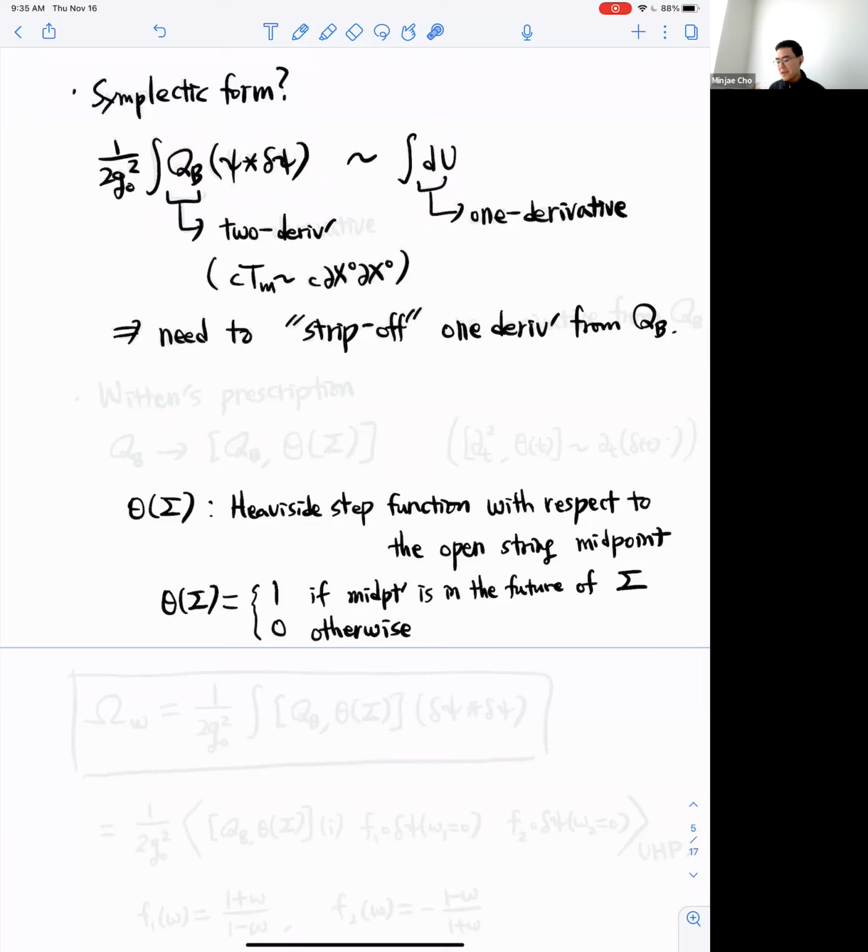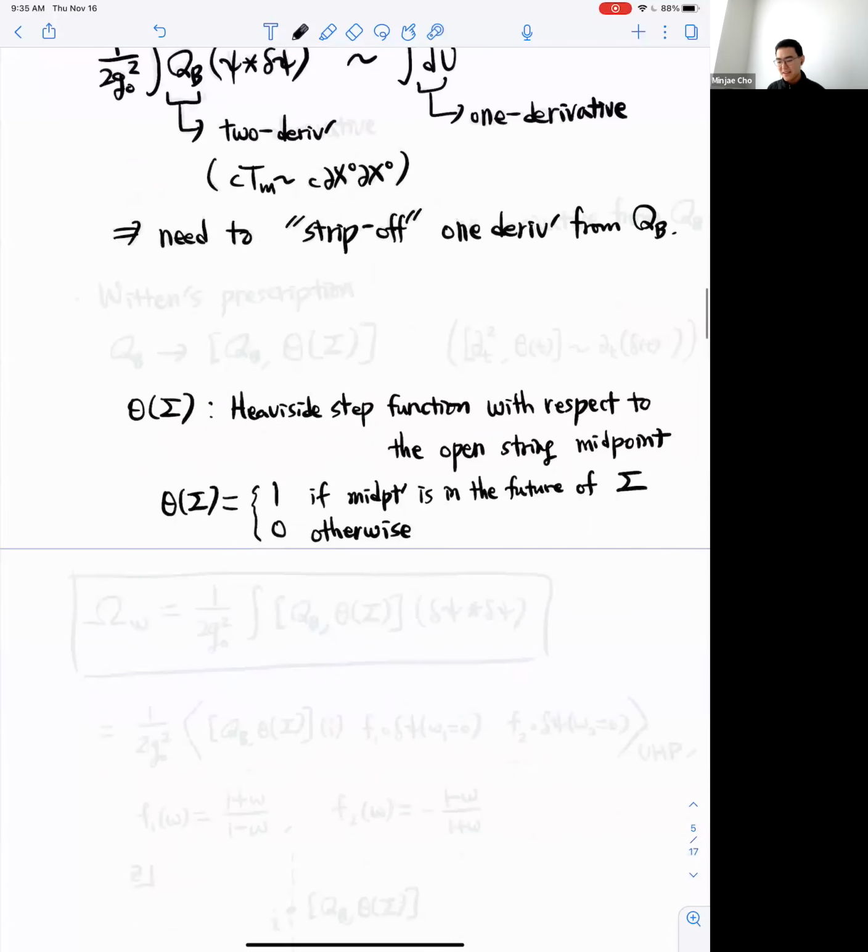So how do you get a first order derivative from a second order derivative? It took me a while to understand how Witten came up with the final prescription. Actually, he doesn't explain in full detail how he arrives at his symplectic form. It's more based on, how should I say, following the notes. But somehow I couldn't follow his notes. But for me, at least, this simple exercise worked.